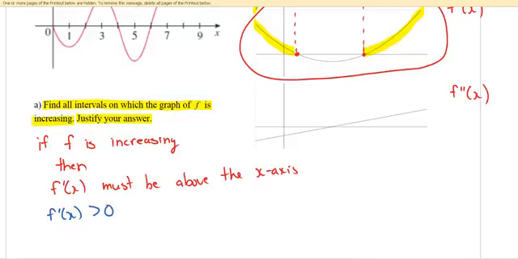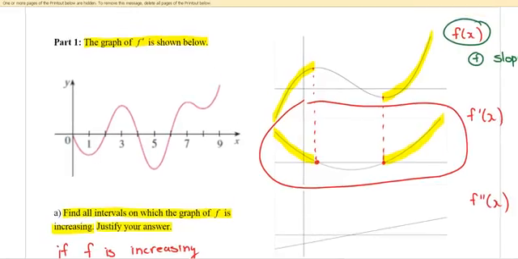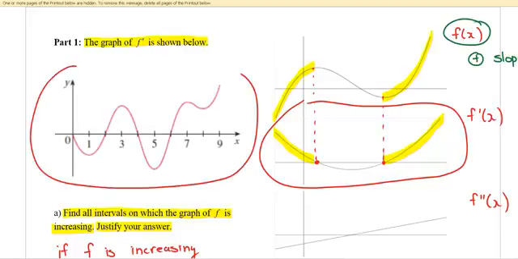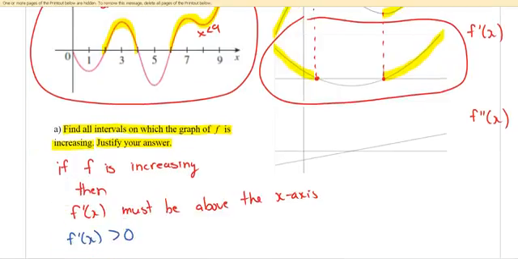Let's go back to my original question now. If I focus on this graph right here, where am I above the x-axis? I'm above the x-axis from here to here, and I'm also above the axis from here to here. So go ahead and just write an interval. This is going to be x between 2 and 4, and x greater than 6 but less than 9, I guess. Those are your intervals right there. Let's move on to the next problem. Hopefully that makes sense.